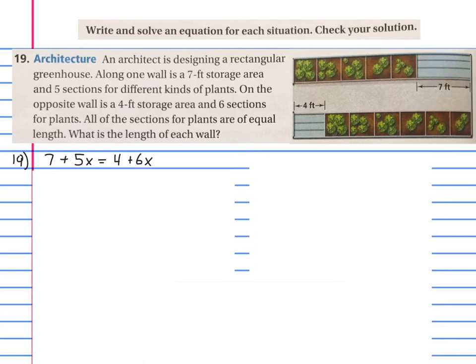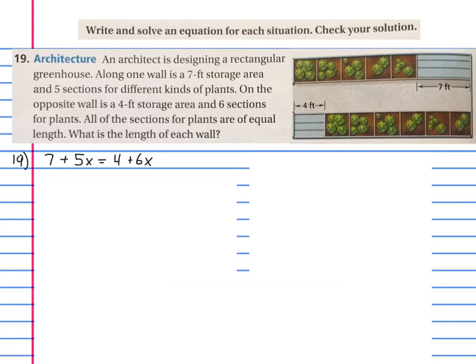So my equation then becomes 7, that's this length of 7 feet over here, plus 5x, this is 5 times whatever the length is x, so 5 times that length would give us that whole distance there, okay? And since they're along walls that are of equal length, we can say these lengths are equal to 4 feet, that's this right here, plus 1, 2, 3, 4, 5, 6 boxes of length x we don't know yet, but they're equal to each other. Okay, so now we can start to solve this. How do we solve it?